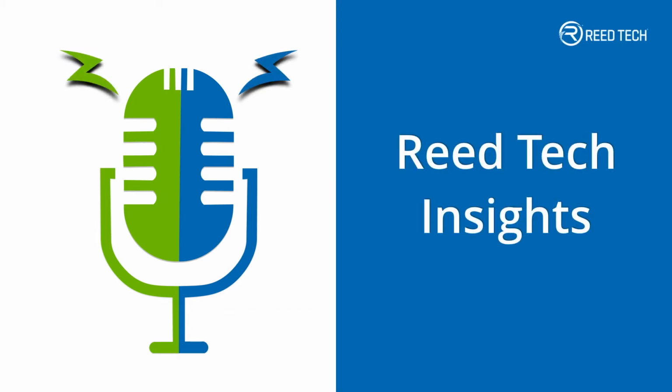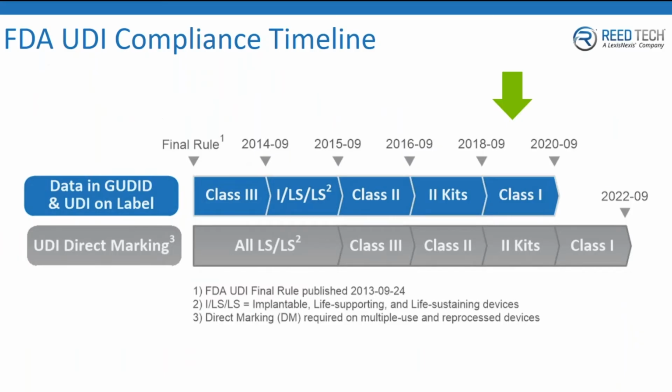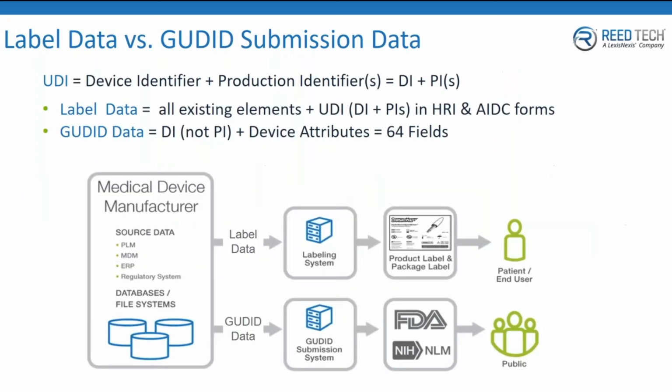A couple of notes for medical device manufacturers concerning the September 2020 FDA GUDID data submissions for Class 1s. As to the timing, the FDA started off with the high-risk devices first, requiring implementation on both the label and on for the reporting of the good data to the GUDID. So Class 3s, implantables and life-supporting and life-sustaining and Class 2s are all past due. Right now we're looking forward at 2020 September timeframe for the Class 1 compliance date.